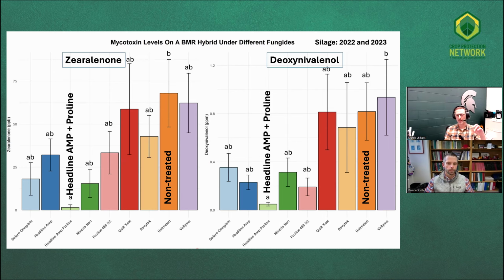I guess the only caveat to that is Miravis Neo, that has the pydiflumetofen that we have both seen, or at least that combination seems to do a pretty good job in wheat. And so yeah, that's right. I mean, there's so much to explore here, right? I know.